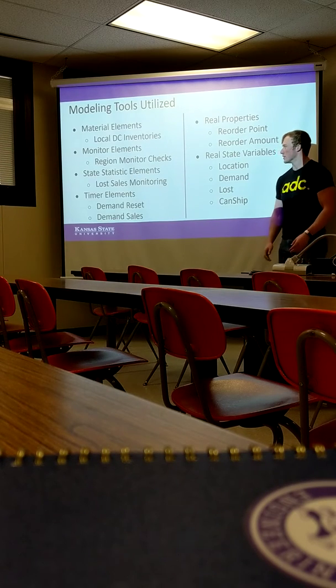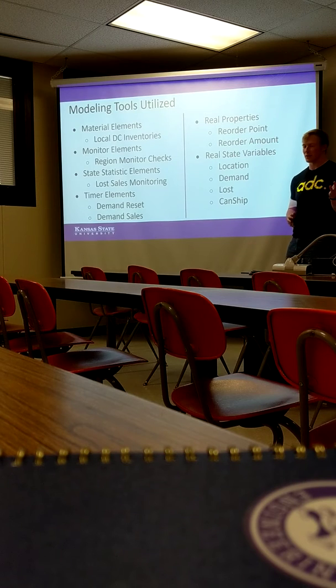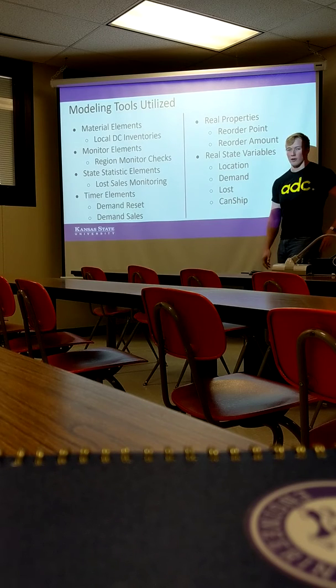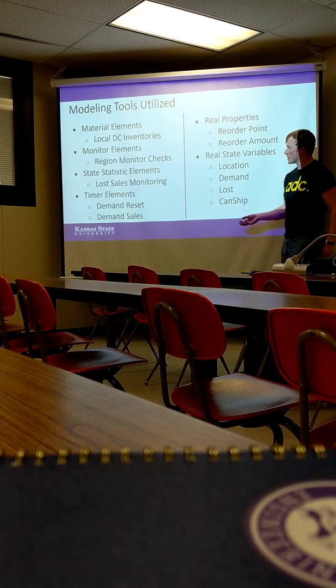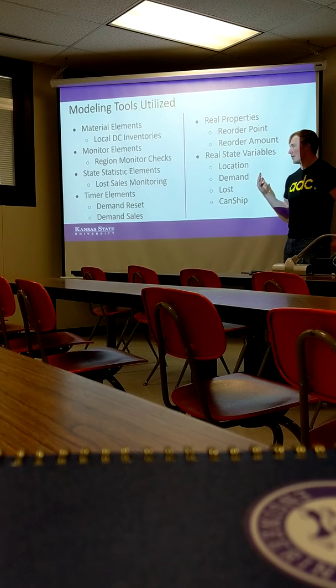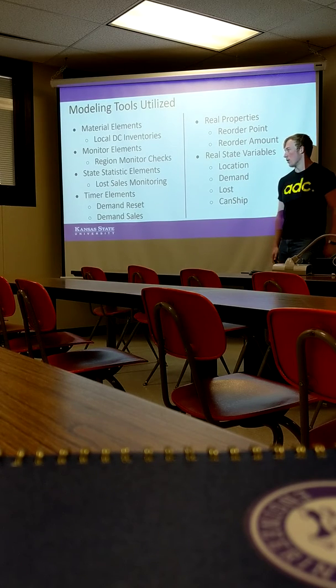So while that was what was happening within the model, we had a lot of things going on in the background through processes and other modeling tools for all the other portions of our operation. Just to run those down, we use material elements for all of our inventories for each of our respective facilities. Monitor elements kept track of when we would reorder and how we can keep track of those inventory quantities as they're going up and down. State statistics, we use those for lost sales monitoring. It's just a very easy process we'll show here in a minute.